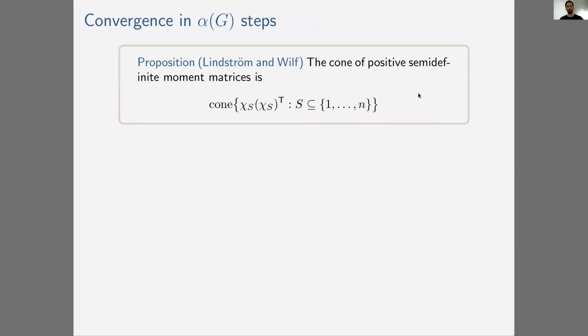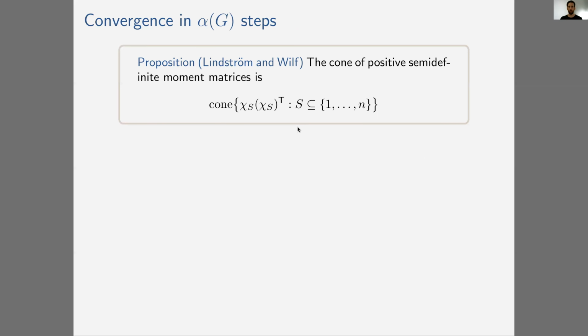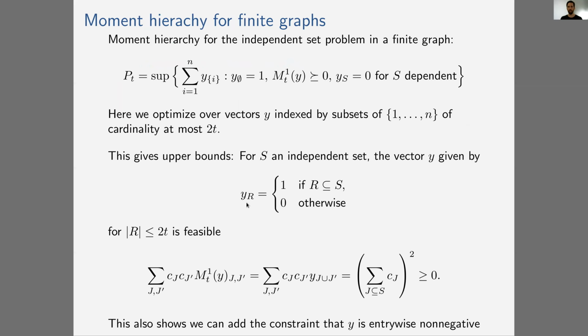Yeah, so I want to talk about convergence now. There's this proposition by Lindstrom and Wilth that says that the cone of positive semidefinite moment matrices is actually this cone. It's the cone of chi_S times chi_S transposed for all subsets S of the vertex set. And this chi_S is the characteristic vector of S. So it's defined just like this y_r.